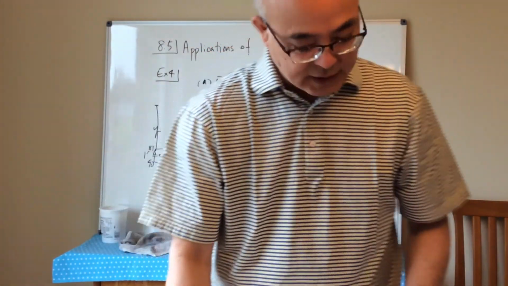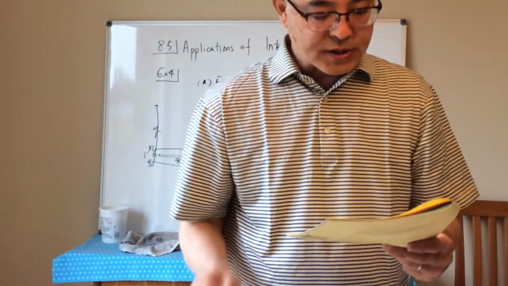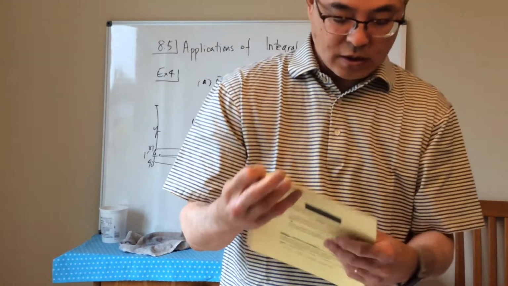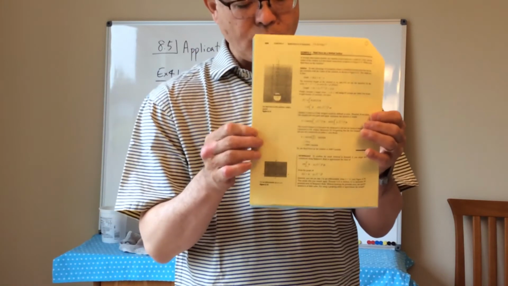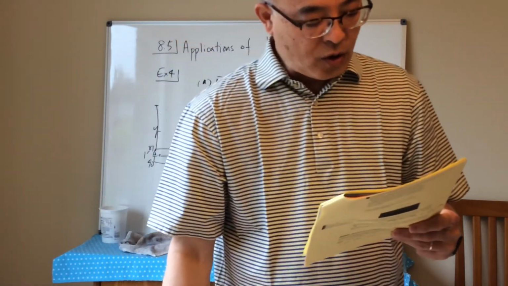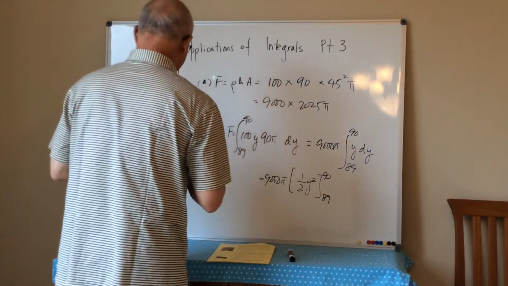And last but not least, let's go to the Larson text. And in the Larson text, let's do page 468, okay? The one that has that little circular observation window there. So let's do that one. That's example 3.